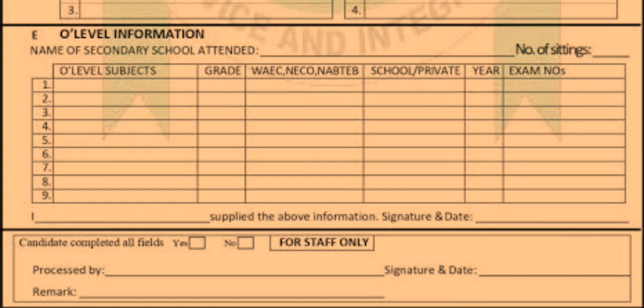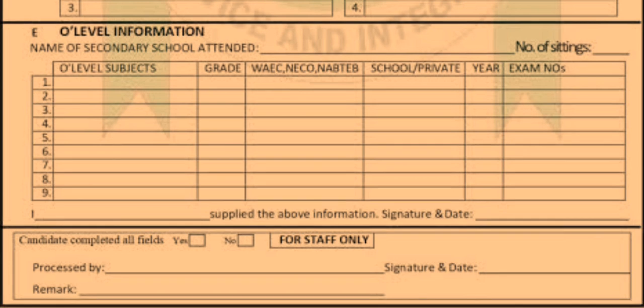Then number of sittings. Did you get all your 9 subjects? Did you clear it once? If it's once, you write 1. If it's twice, you write 2, as the case may be. Then you write the subject. There are about 9. Write the subject, write the grade you got, indicate if it is WAEC, NECO, or NAPTEP that you wrote. Then school is, if school, you can see here school or private.